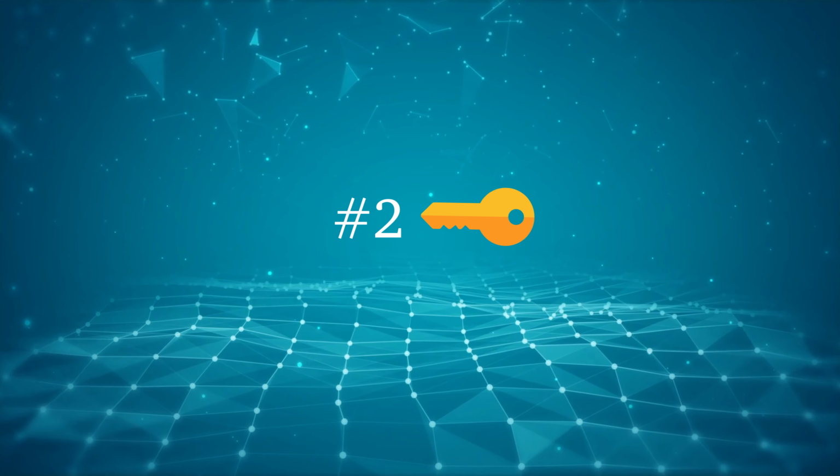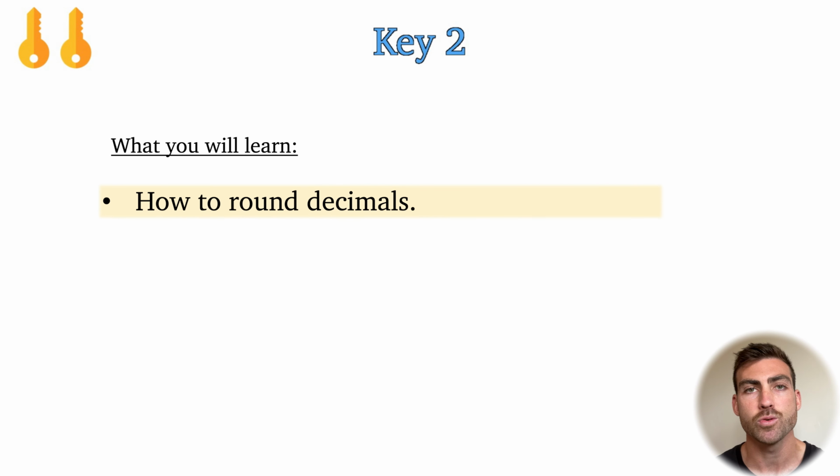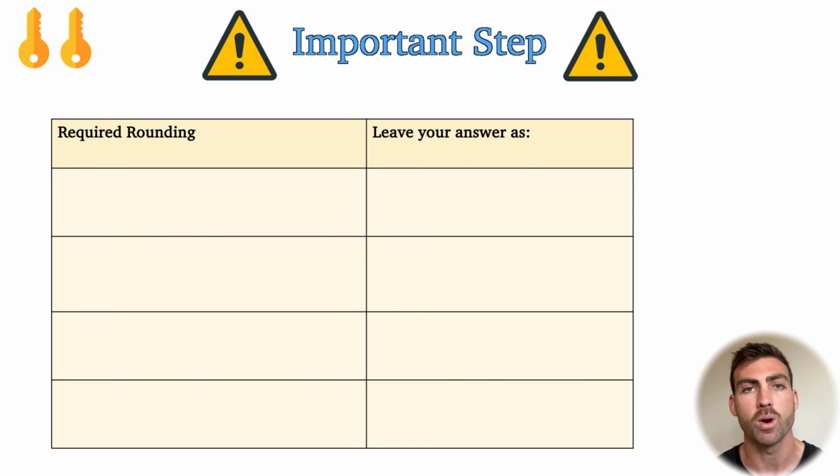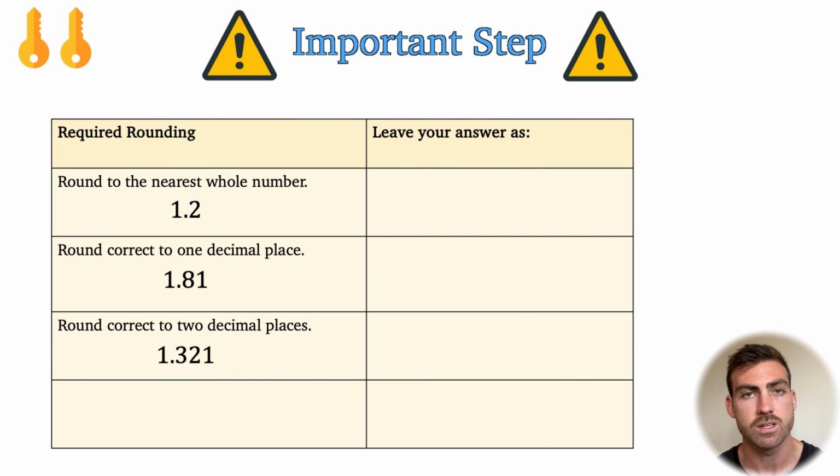Now moving to the second key. Here you'll learn how to round decimals with a step-by-step guide. But first, you need to take note of one important initial step, which is identifying what you are asked to round the answer to. Typically, when you read a question, they will be very specific on what you need to round to. For instance, you may see one of the following.